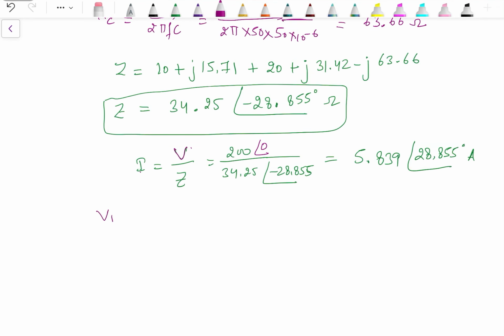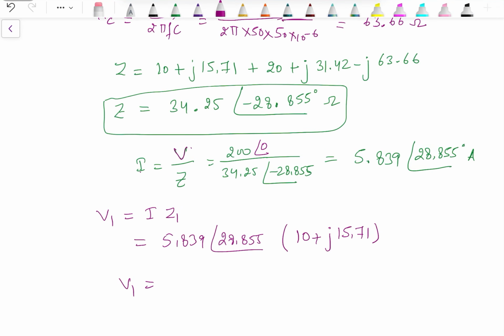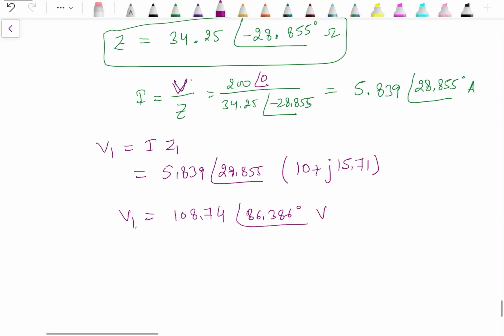So next we need to calculate V1, which is I into Z1. I is 5.839 angle 28.855, and what is Z? This is R of the coil, 10 ohm, plus the reactance of the coil, plus J 15.71. So V1 is 108.74 angle 86.386 volt. It means this voltage V1 leads the voltage V by angle 86.386.